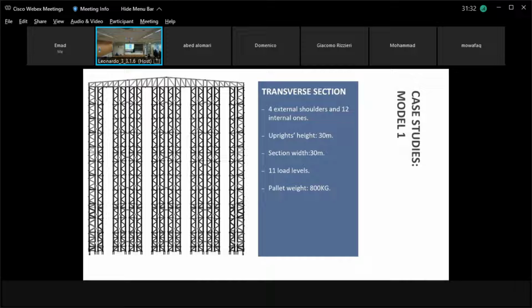Here we can see the transversal section of the first model. We can see that we have 2 external shoulders and 4 external ones. The upright height is 30 meters and the section width is 30 meters. We also have 11 load levels of space, 2.6 meters each, and a pallet weight of 800 kilograms.